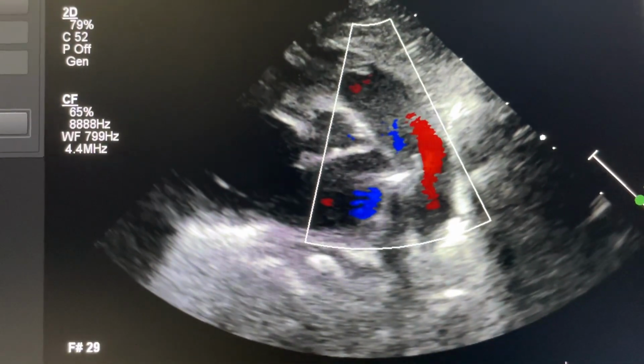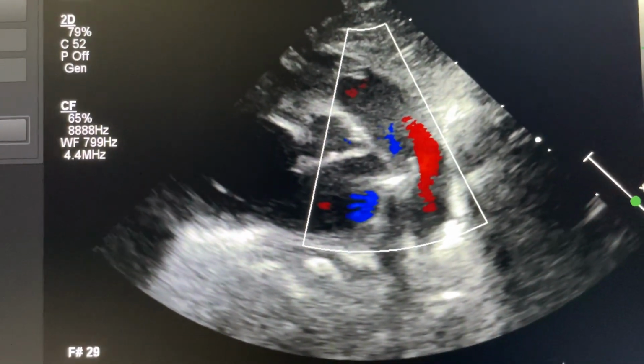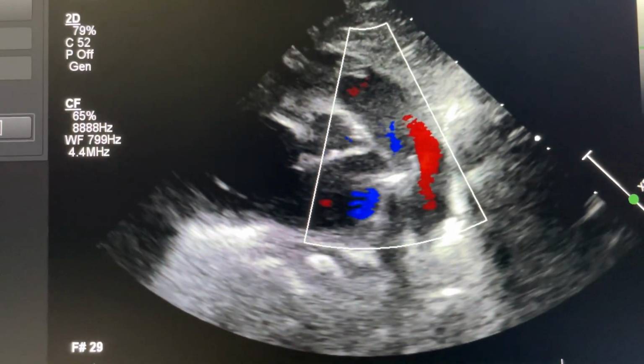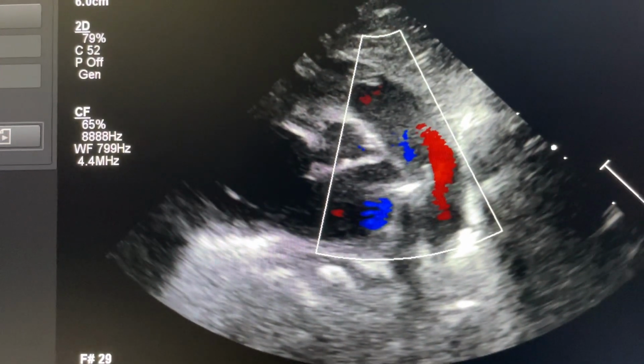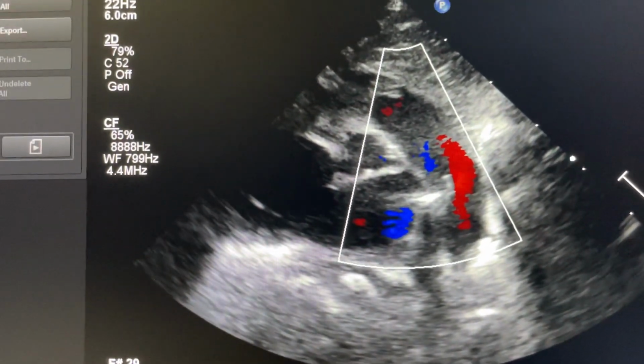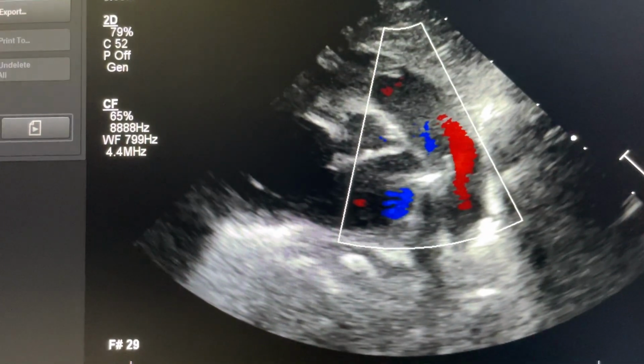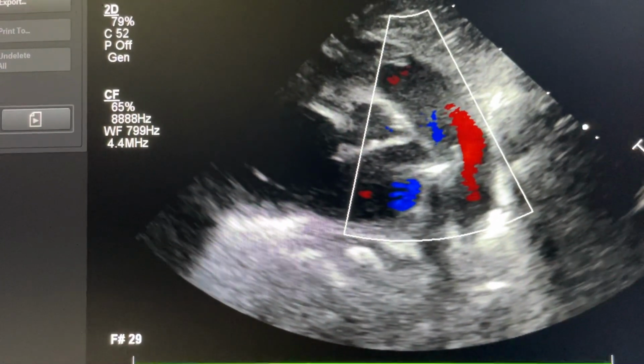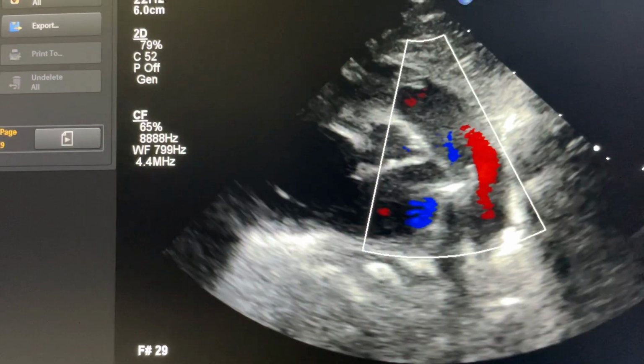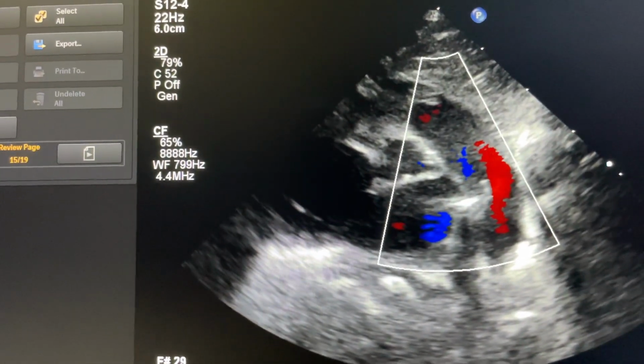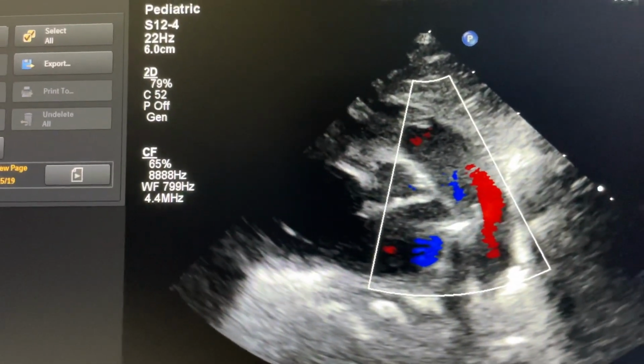In this case, what I want to stress is that whenever you find a very low flow PDA, the anatomy has to be remembered properly. From right to left, first you will get the right pulmonary artery, then the left pulmonary artery, and then the PDA. The PDA is the most lateral one, that you have to remember in this case.